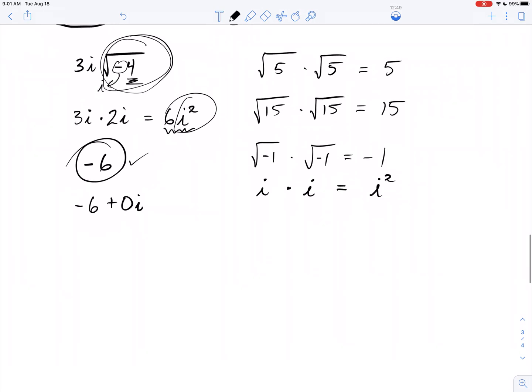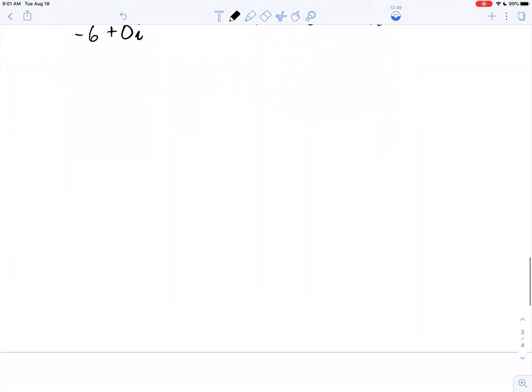Let's continue a little bit. So I'm going to give myself some room here. And what if they gave me something like this? 5 rad negative 3 times 2 rad negative 6. Well, I do not want to multiply negative 3 times negative 6 and call it 18. I'm going to get a sign error on my answer.